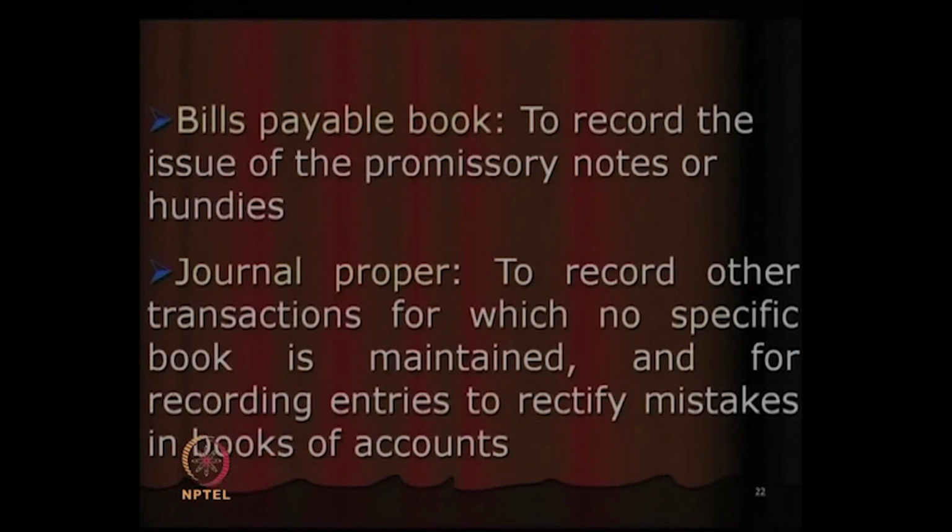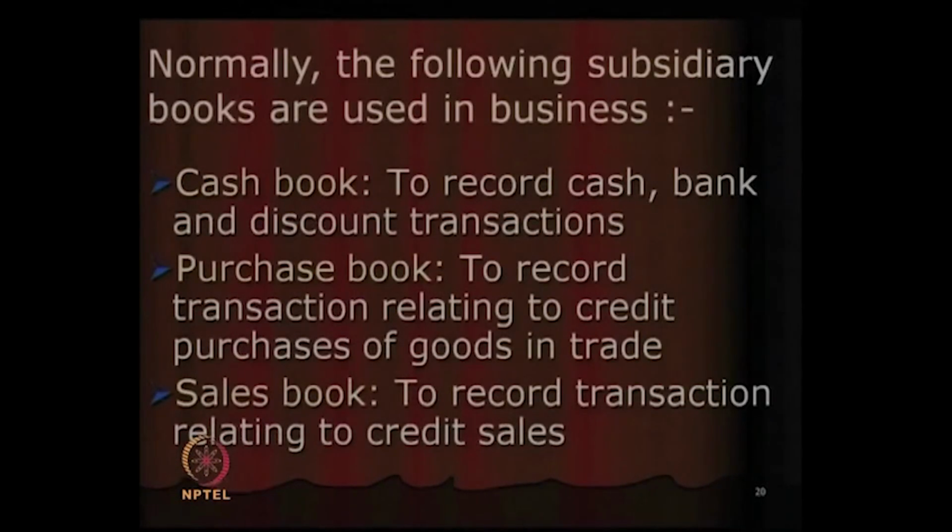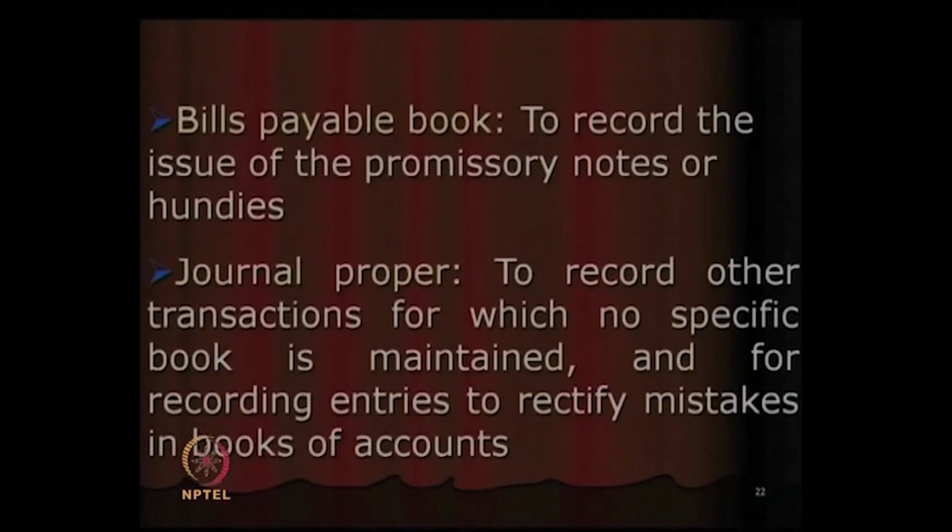There is one more book known as journal proper. Now, many of the transactions are already recorded in these books, cash, purchase, sales, but the transactions that do not get recorded in those books get recorded in a separate book or a journal which is known as journal proper.